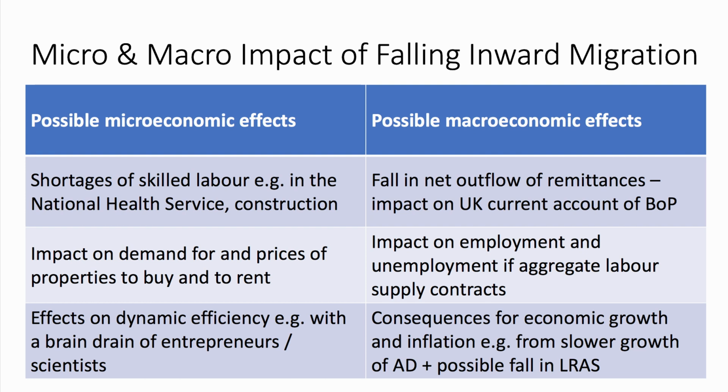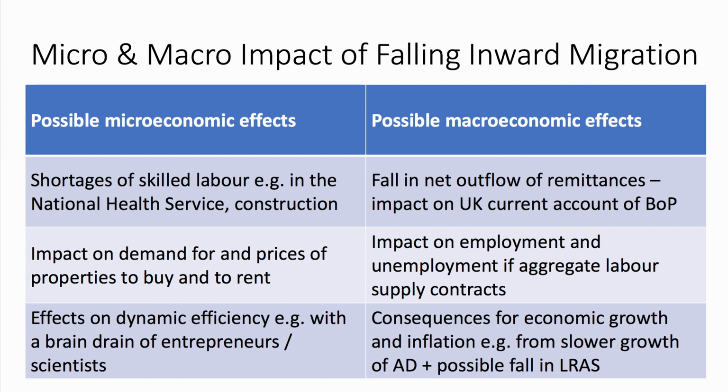You might take a view that you want to talk about efficiency in markets, and one possible avenue to go down will be the impact on dynamic efficiency in markets if we suffer a brain drain of entrepreneurs and scientists, people who are working in life sciences, nanotechnology, and so on. Anything where you're talking about particular markets, labour, property, innovation, that is microeconomics.